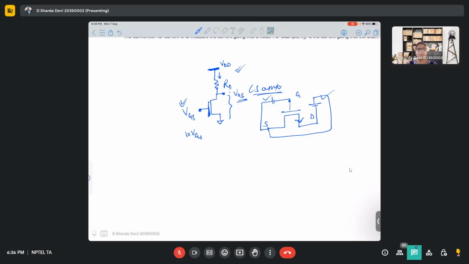Ma'am, in this circuit, if we write the equation for VDS, it is VDD minus ID into RD. ID depends on VGS exponentially. So if VGS changes, VDS also changes. First of all, not exponentially, it's quadratic. But that's what I'm saying. In an amplifier setting, VGS and VDS are dependent. But when you look at a MOSFET itself, there is no dependence between VGS and VDS.